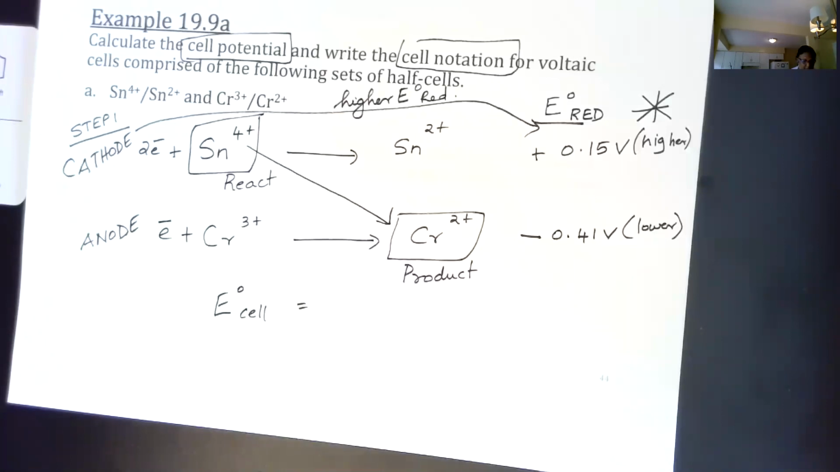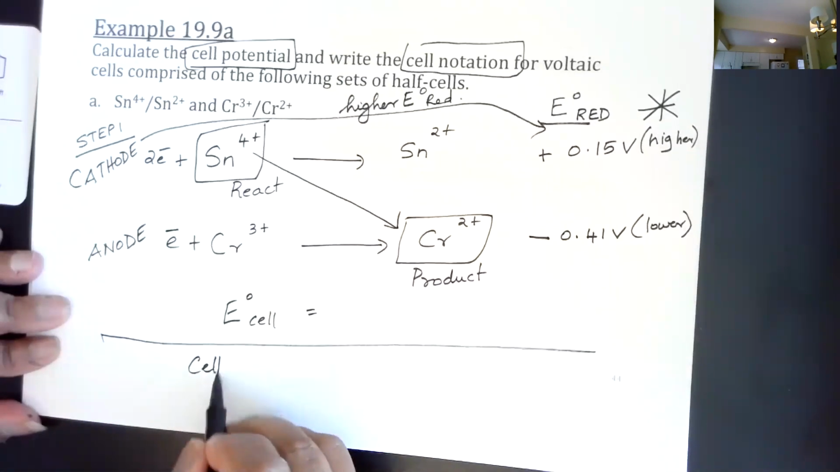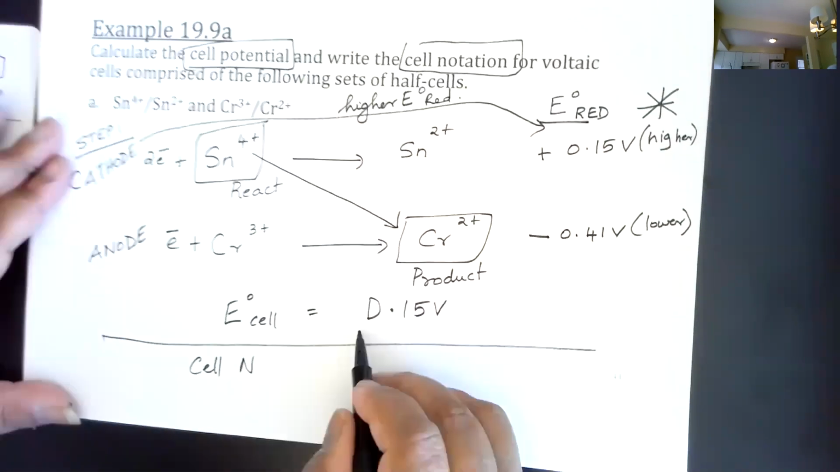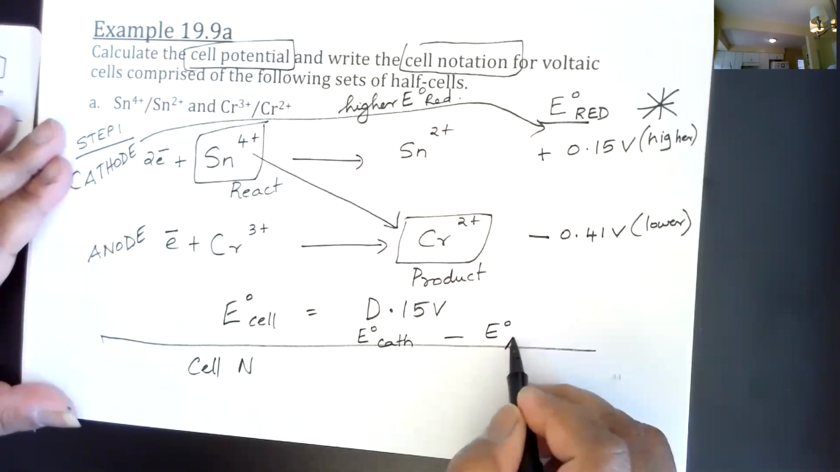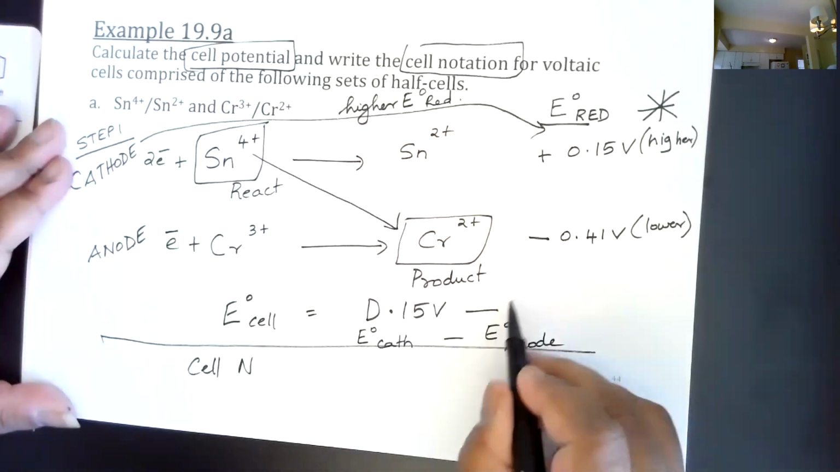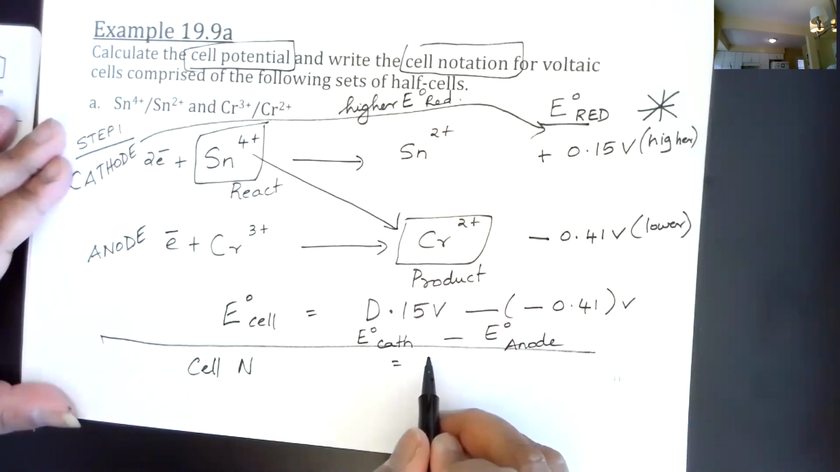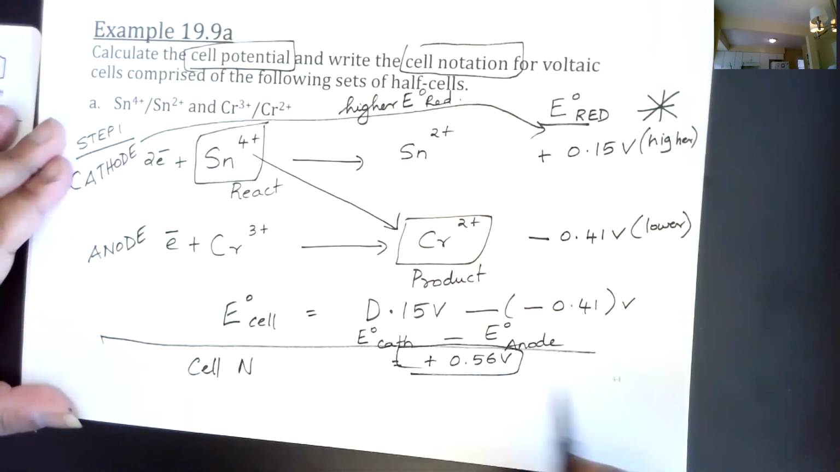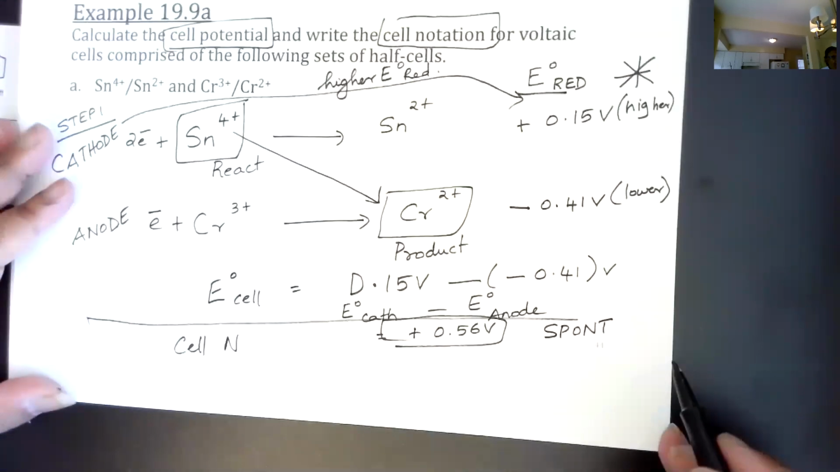What's the answer? 0.56. So you did 0.15 volt, E0 cathode minus E0 anode, minus of minus 0.41. You got plus 0.56. Yes. So it is spontaneous. Okay, you have to acknowledge that.